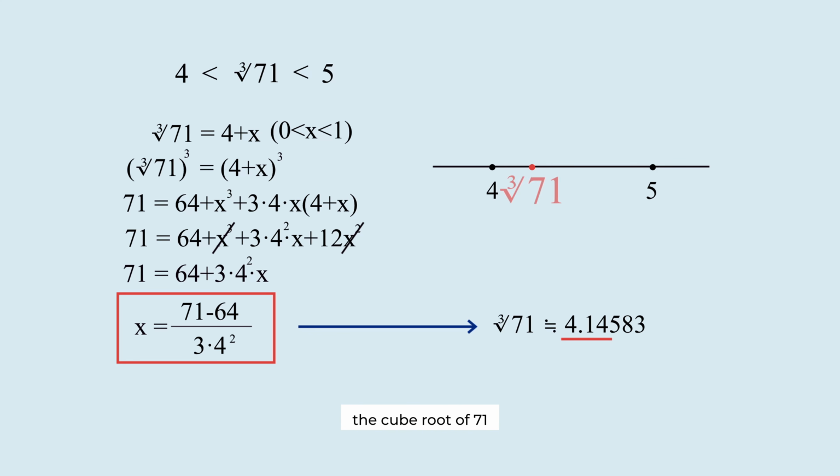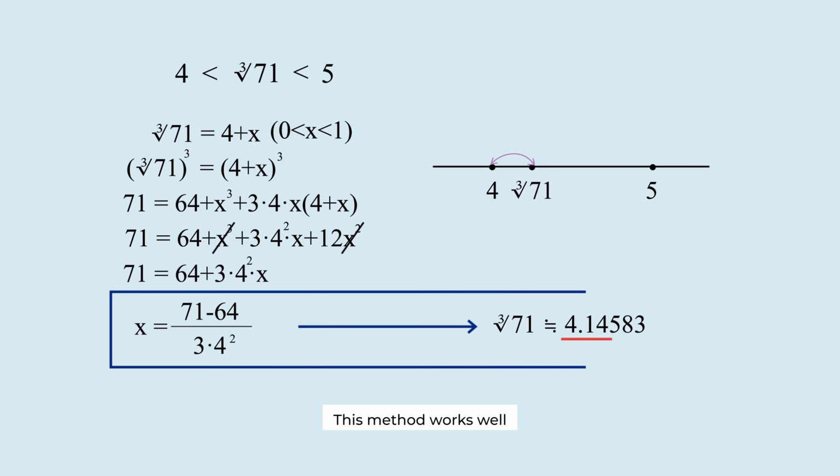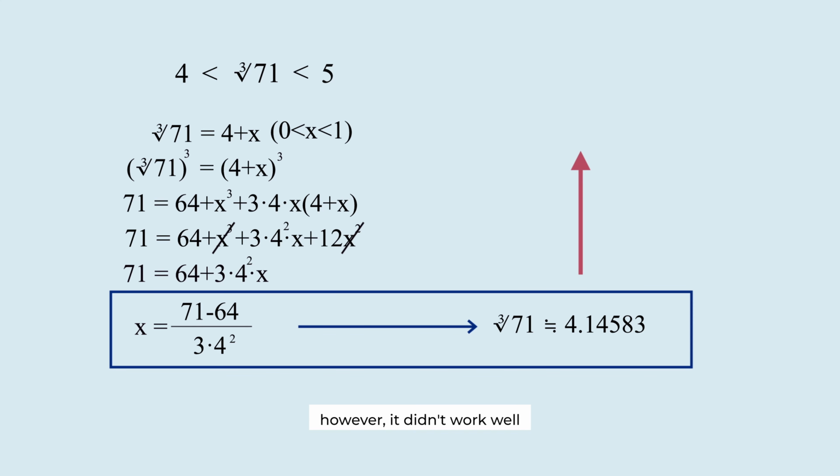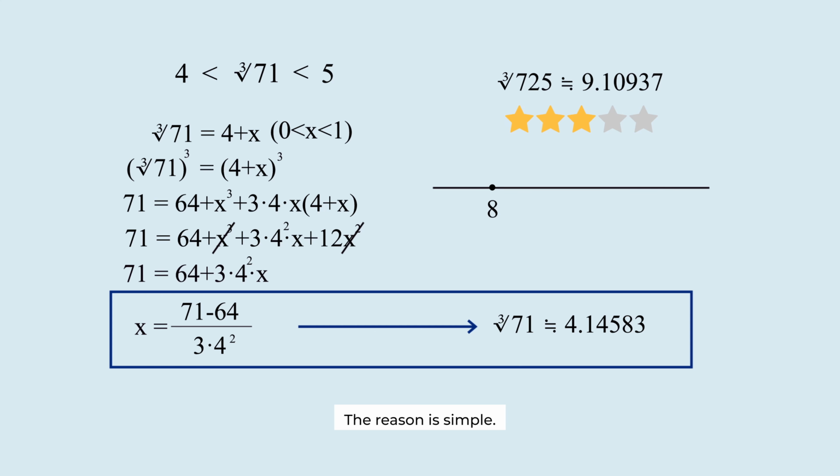That's because the cube root of 71 is closer to 4 than 5. This method works well when the cube root is closer to the smaller integer. However, it didn't work well for the cube root of 725. The reason is simple. It is closer to 9 than 8. It's closer to the larger integer. In such cases, we need to adjust the method.